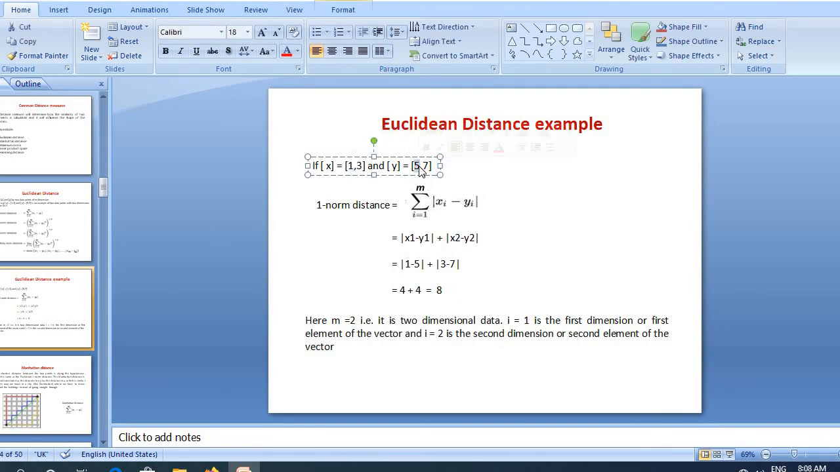The first dimensions I am subtracting. For this data point, I will take the first dimension. For this data point, I will take the first dimension. Now, for this data point, I will take the second dimension. And for this data point, I'll take the second dimension. That is what I have done here. I've calculated the distance.